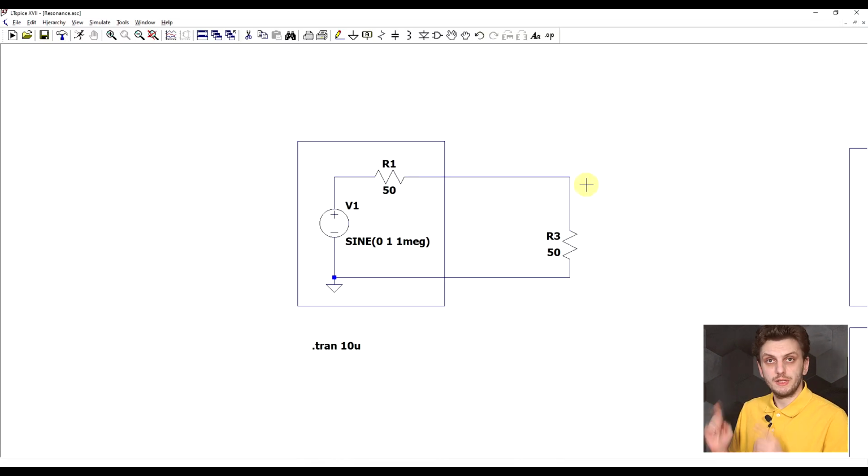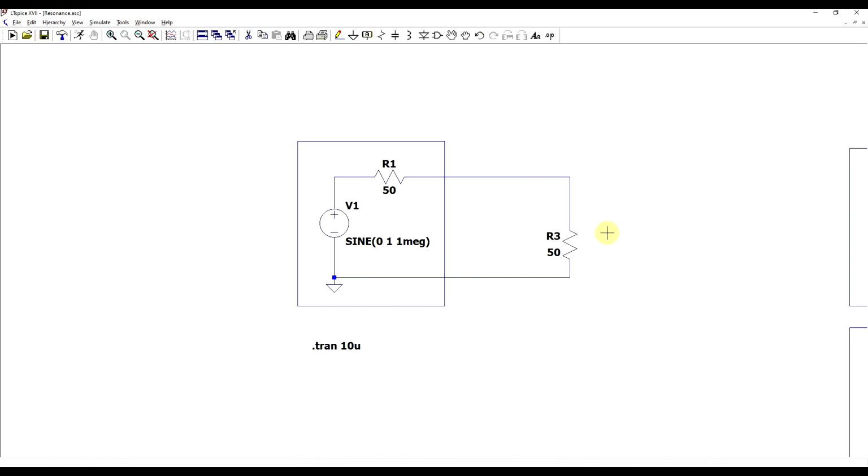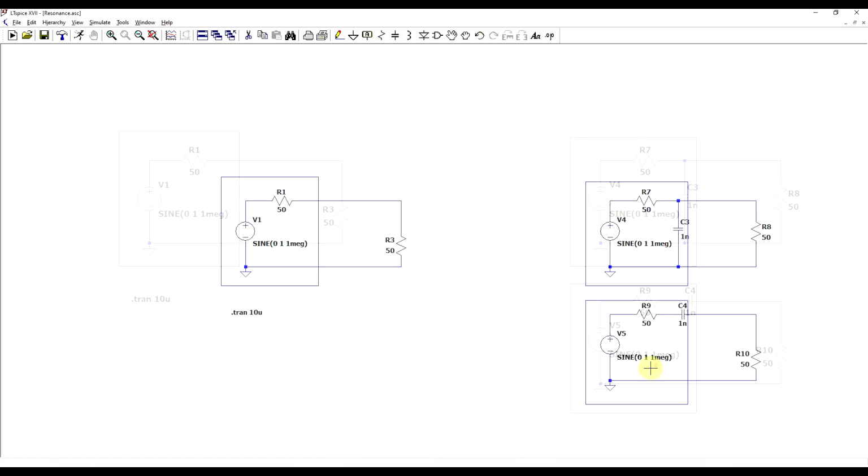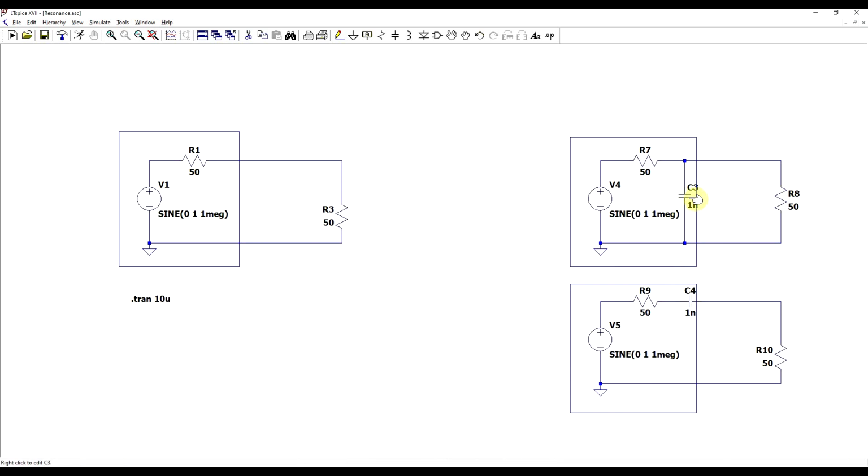And to show off this effect, I prepared this LTspice simulation. So first of all, we have our reference circuit. So we have a signal source, 1 volt, 1 megahertz sine wave, with a 50 ohm series impedance, and we have a 50 ohm matching load. So this will be our reference circuit. And to highlight the effect of the reactive elements, I created two new signal sources in which I also have once a parallel reactive element and once a series reactive element.